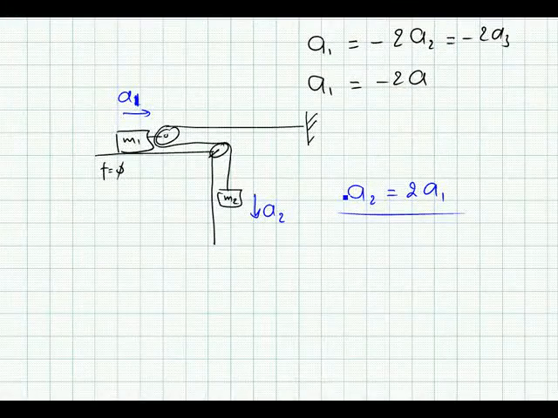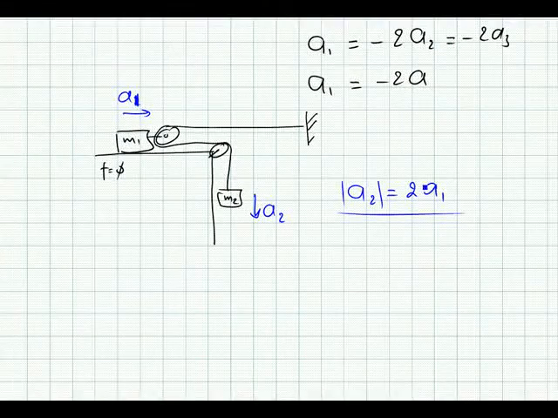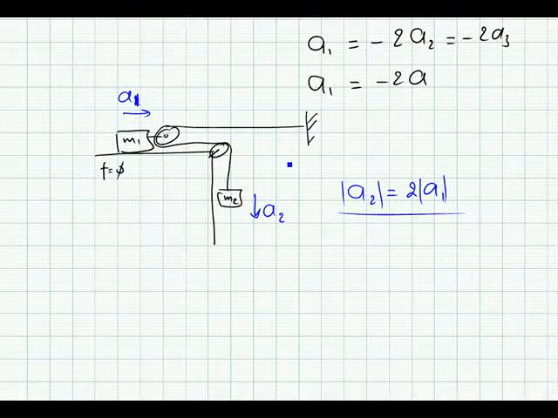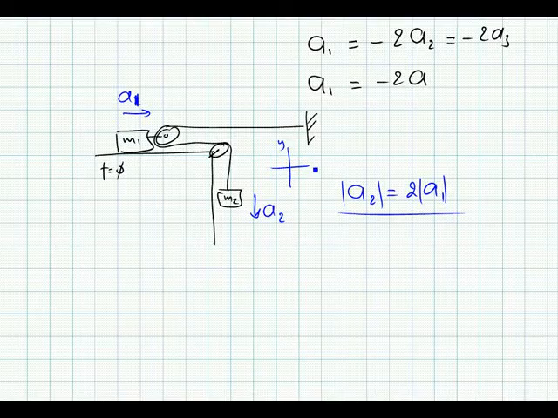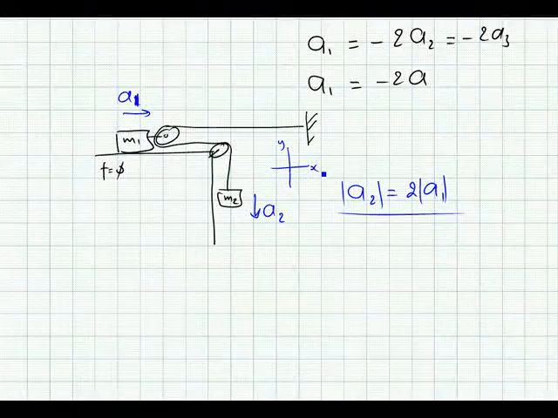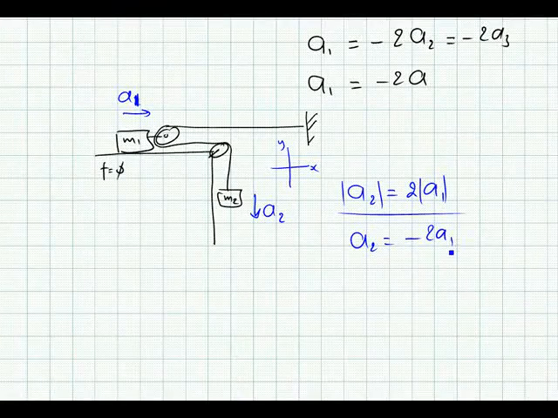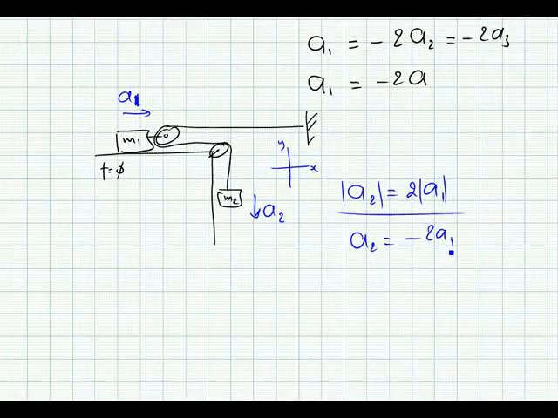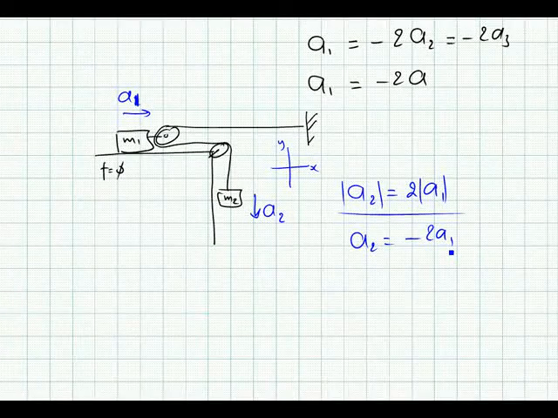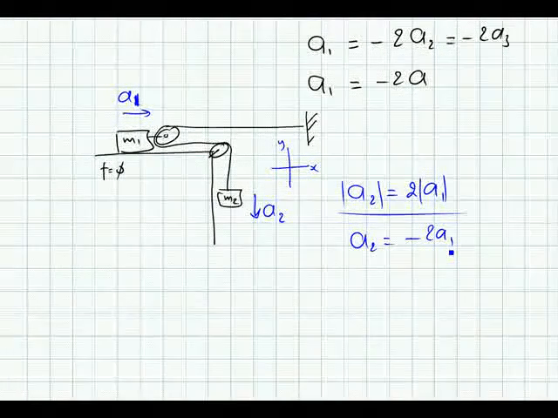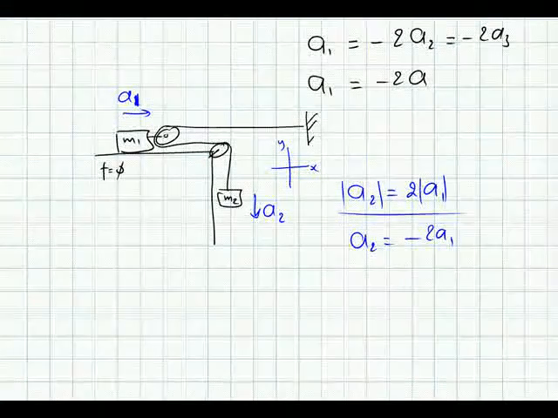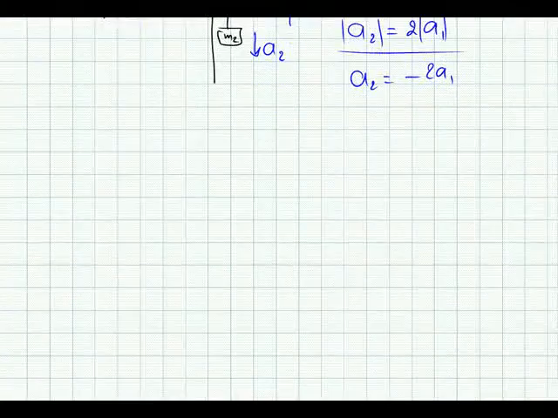There's also a negative sign, so the magnitude would be twice a1. But if you were to choose your coordinates like this for m2, then of course a2 would equal minus 2a1, since a1 is towards the positive of x and a2 is towards the negative of the y-axis.